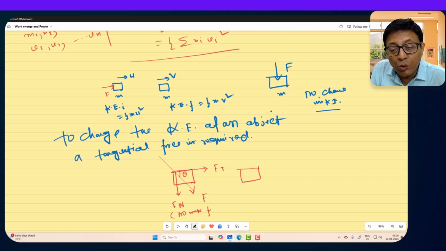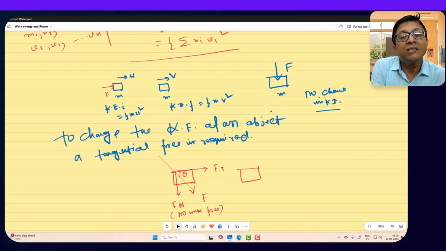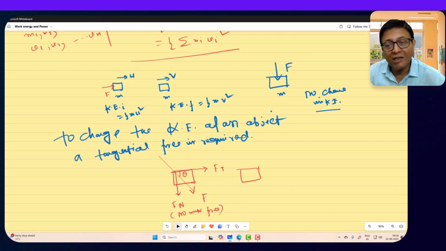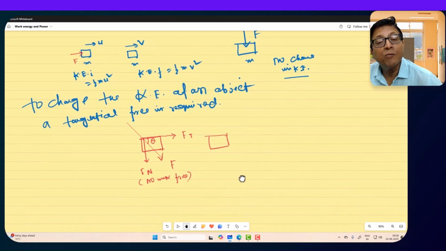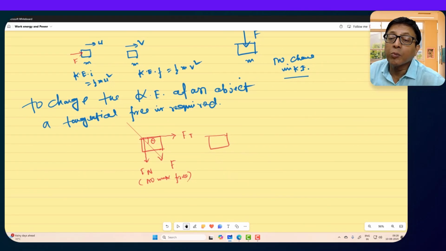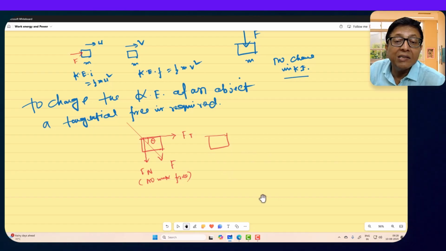This is no work force. So this displacement of the object is due to this tangential force. Okay, tangential force is required. If the force is not tangential, a component will take it along the direction of motion where it is intended to move.